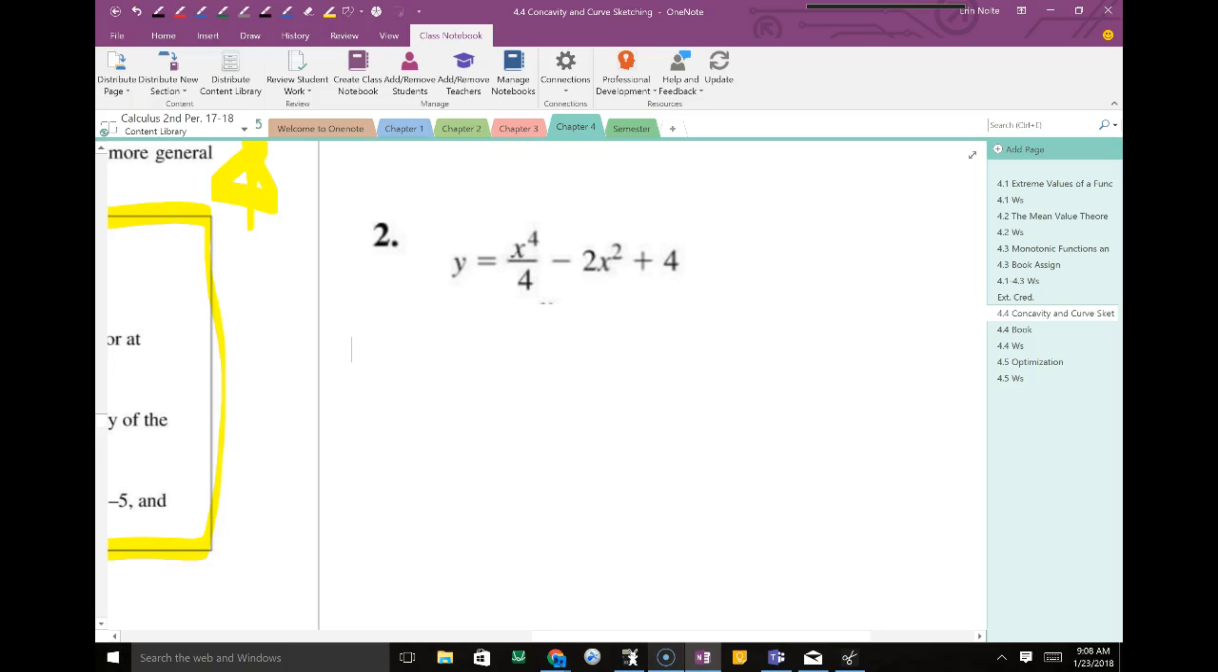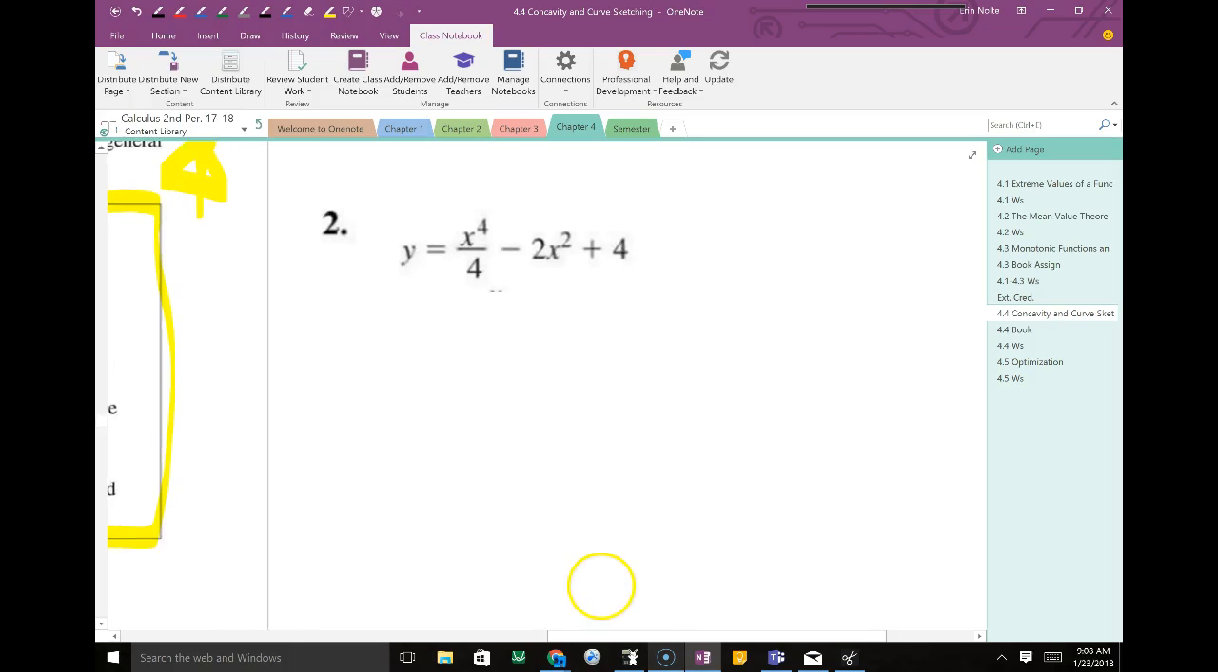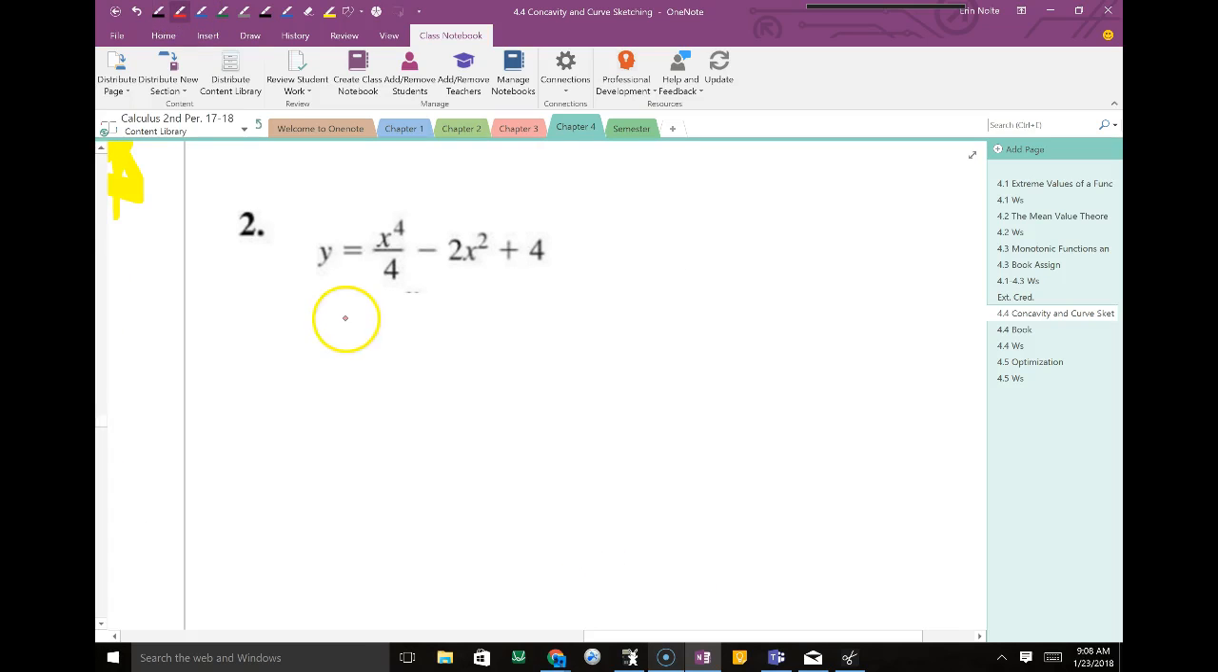What else? In the bottom, okay? So anytime you have an x in the bottom, do we have an x in the bottom here? No. So do we have a domain restriction? No. Okay, so we can list our domain as all real numbers. We don't have any restrictions.